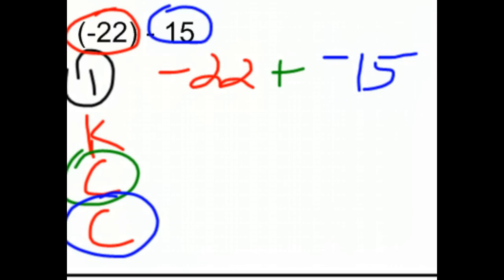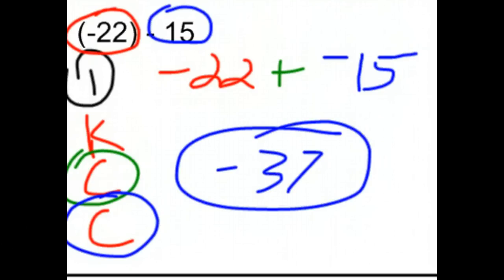What that means is now negative 22 plus negative 15 is just the negative version of 22 plus 15. So this is negative 37. Refer back to the rules on adding integers if you're not sure how we got that.